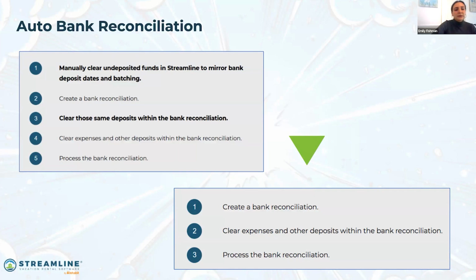What it turns into is Lynbrook's doing number one for you. Lynbrook's doing number three for you, essentially. They're able to say, oh yeah, we saw this exact fund go in, it's been deposited, this is the date, this is the amount. So now you're just creating your bank reconciliation, clearing any expenses and the other deposits that are going through, and then you're processing. And again, that's going to save you hours and hours per month, but when you look at it long term, 1 year, 2 years, 3 years, what are you going to do with your time?